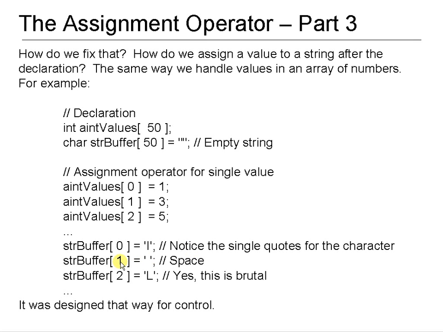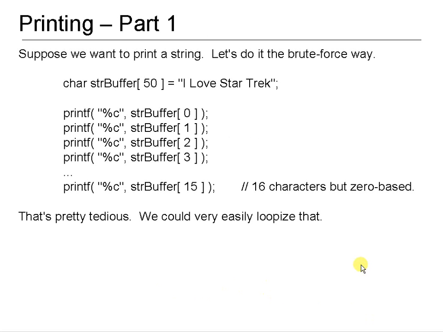And so in the second line I say string, element, value in single quotes. That's a space. String, element, value. Yes, that is absolutely brutal, unbelievably tedious, but it was designed that way for control, so we really shouldn't complain. Using that logic, suppose we want to print a string. Let's do it the brute force way.